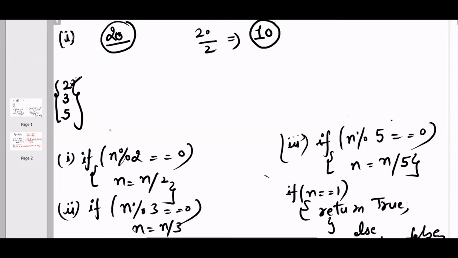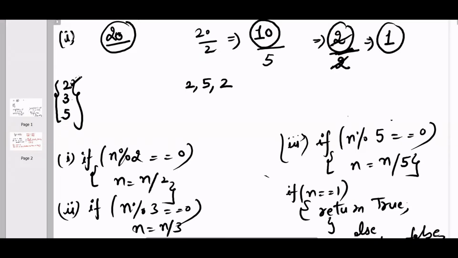So for 10 again, we are going to check whether it is divisible by 2, 3 or 5. So it is divisible by 5, right? So we got 2. Again, 2: is 2 divisible by 2, 3 or 5? Yes, it is divisible by 2. So we got the number 1. That means this number has prime factors 2, 5 and 2, right? So that's why it is also an ugly number.